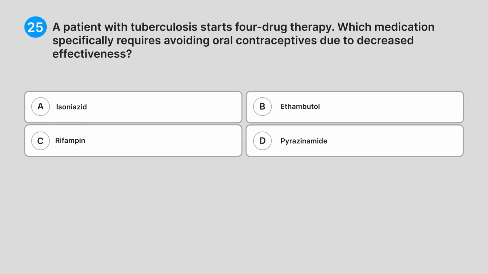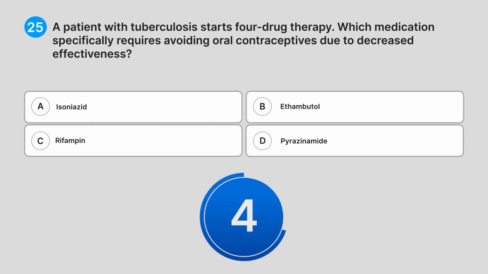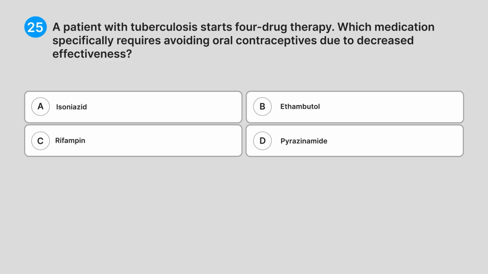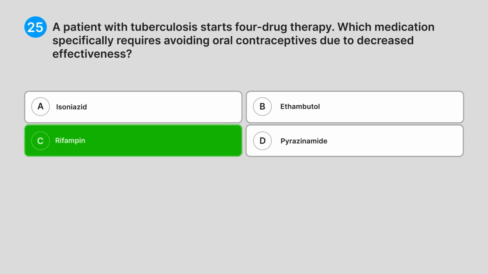25. A patient with tuberculosis starts 4-drug therapy. Which medication specifically requires avoiding oral contraceptives due to decreased effectiveness? A. Isoniazid. B. Ethambutol. C. Rifampin. D. Pyrazinamide. Can you guess the answer? Correct answer, C. Rifampin.